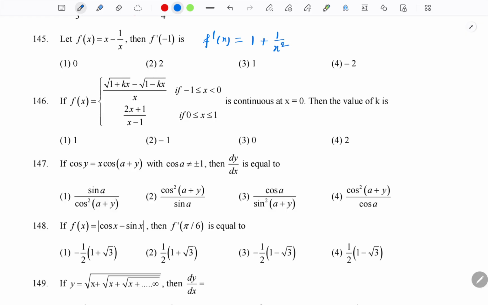They're asking at x equal to 1. At x equal to 1, f dash of 1 is 1 plus 1 by 1 whole square, which means 1 plus 1, so 2 is my answer. It is option 2, option number 2 is the correct answer. Next, see the next question.